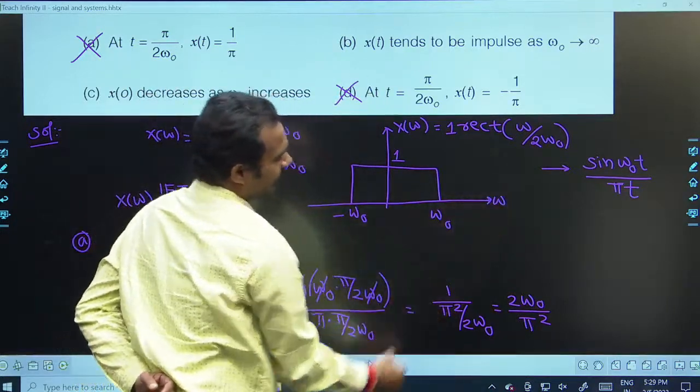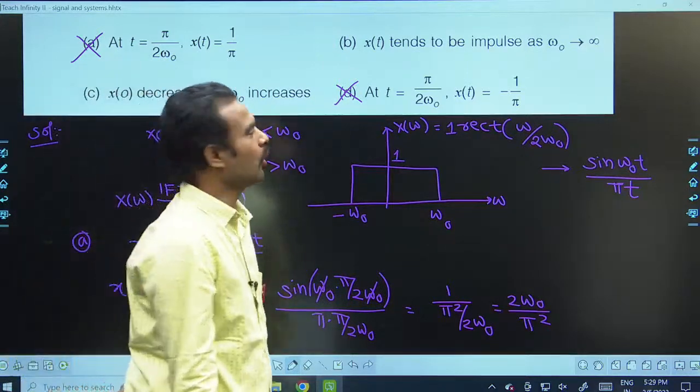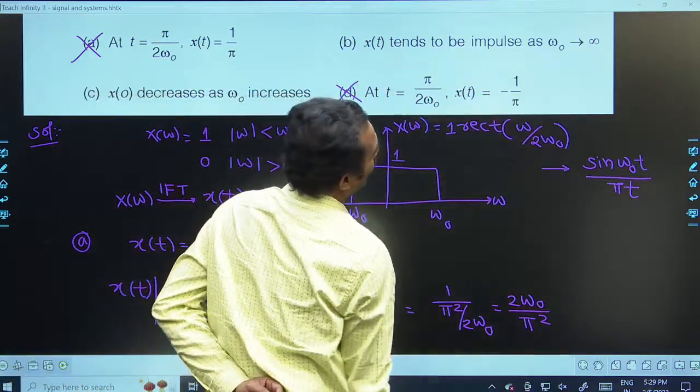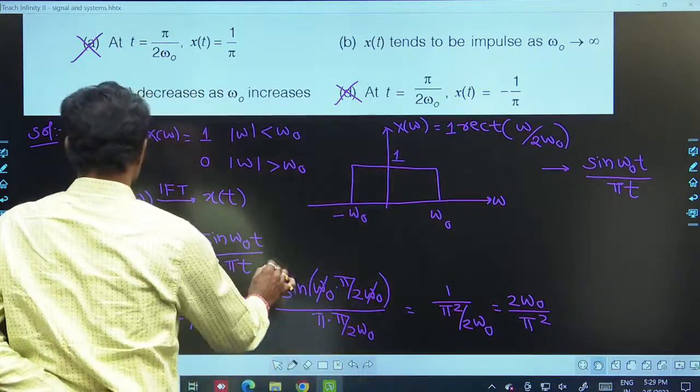From this calculation, two options are out of the race, and we are left with two options again, that is B: x of t tends to be an impulse as omega naught tends to infinity. Okay, so we need to check that.